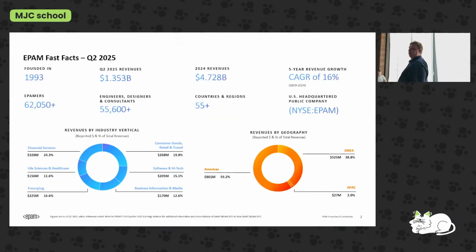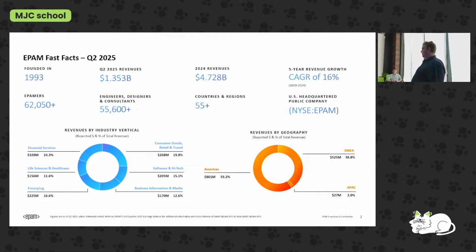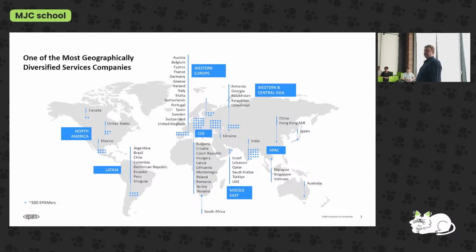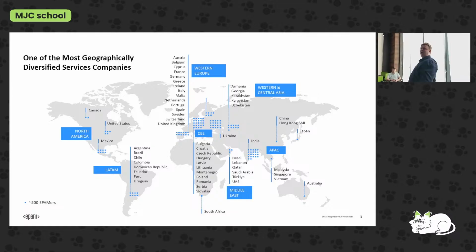First of all, EPAM is more than 60,000 engineers that create software all over the world. Most of our clients are in the Americas, Europe and the Middle East. That means we can offer experience with software development with top companies. Here you can see the geography of EPAM. One dot is around 500 employees, and you can see we are all over the world.